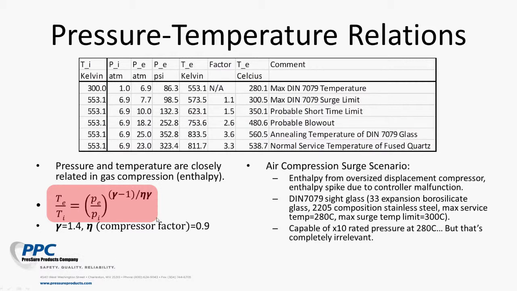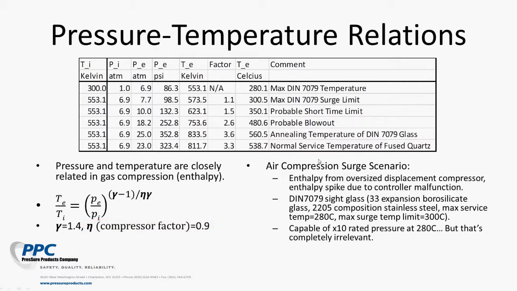The T's and P's here denote the temperatures and pressures, and the subscripts E and I denote exit and inlet conditions. The gamma here is the ratio of constant pressure heat capacity to constant volume heat capacity, which tends to be about 1.4 for lots of common diatomic gases like air. And eta here is a fudge factor that accounts for the entropic losses for the compressor.